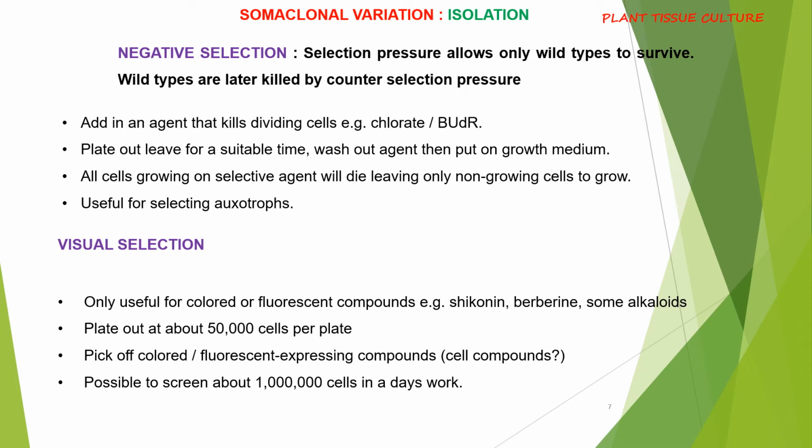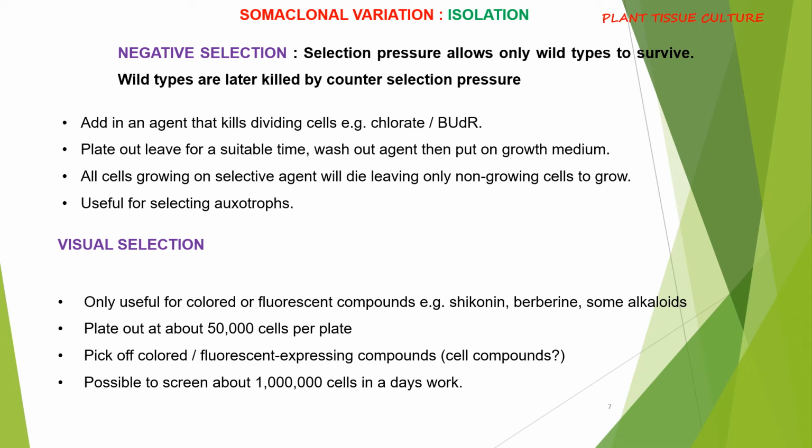Negative selection to isolate somaclones. In this method, the selection pressure or selecting agent favors the growth of wild types. The wild types are then eliminated by counter selection pressure. Example, in a media supplemented with mutagens like chlorate and bromodeoxyuridine, the dividing cells are eliminated.